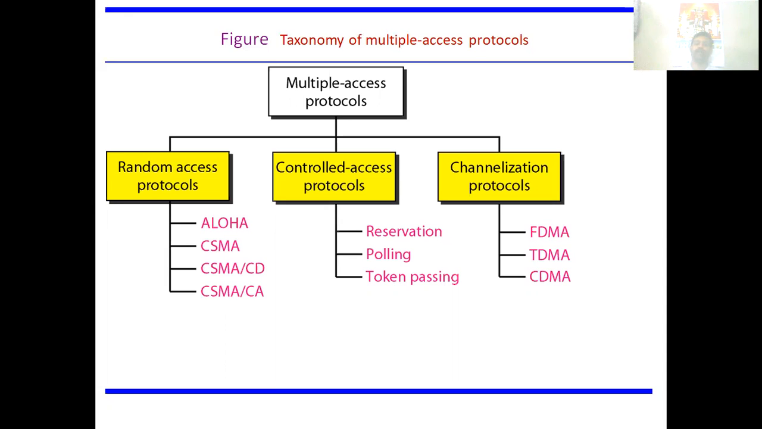Now we come to controlled access protocol. We have reservation, polling, and token passing. These are the three things in the controlled access protocol. When you come to channelization protocol, we have frequency division multiplexing, time division multiplexing, and code division multiplexing.